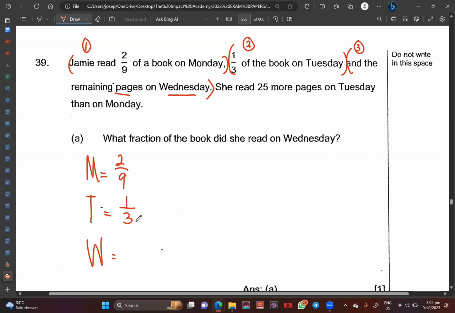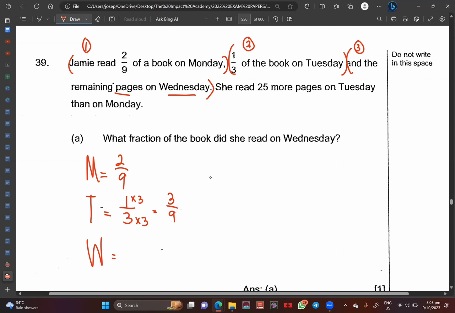Denominator means what? The total. Right? If the denominator of the same book is different, something is wrong. So we have to make the denominator the same. Am I making sense here?